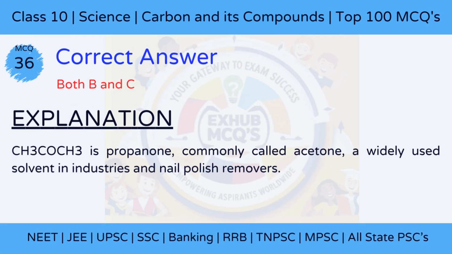The correct answer is option D, both B and C. Explanation: CH3COCH3 is propanone in IUPAC nomenclature and is commonly called acetone. It is a widely used solvent in industries and laboratories.